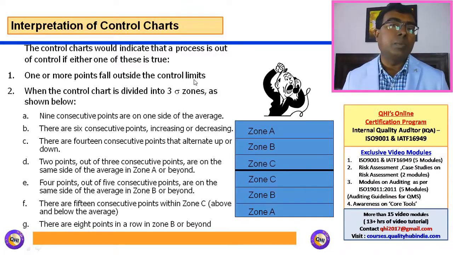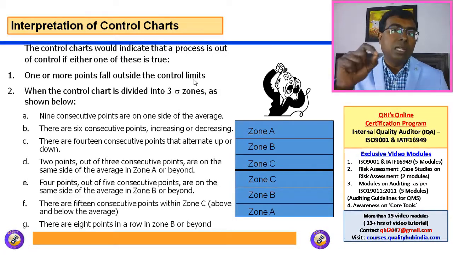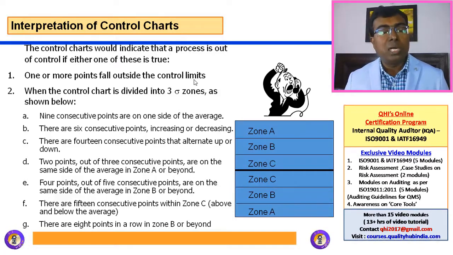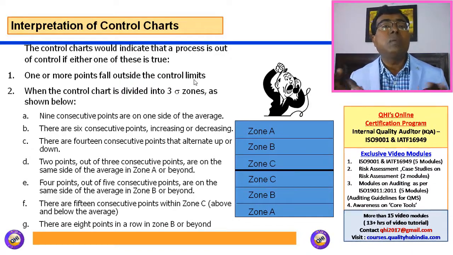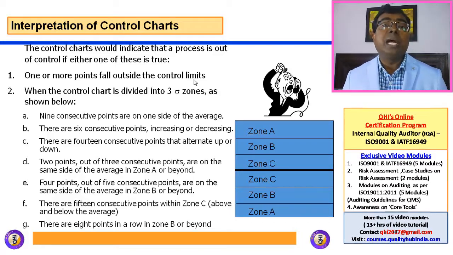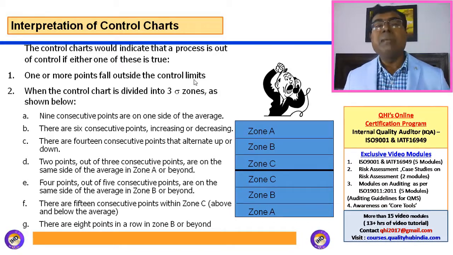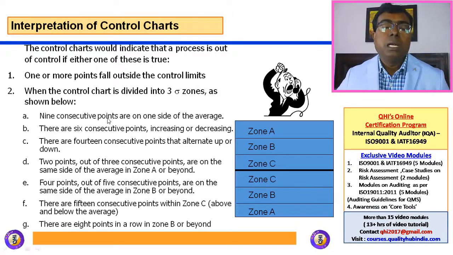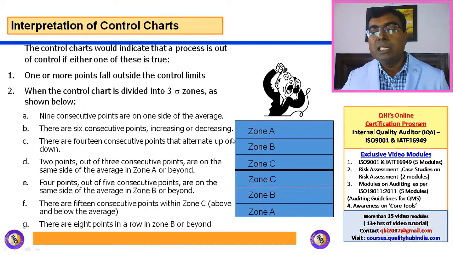Say, for example, you are plotting a control chart, X bar or R chart, and any point is falling outside, above the upper control limit or below the lower control limit. That means your process is out of control. That means there is a presence of a special cause. You need to identify that special cause and initiate some action to bring the process back to control. And there are some more scenarios, and for that, first of all, let's understand this part.